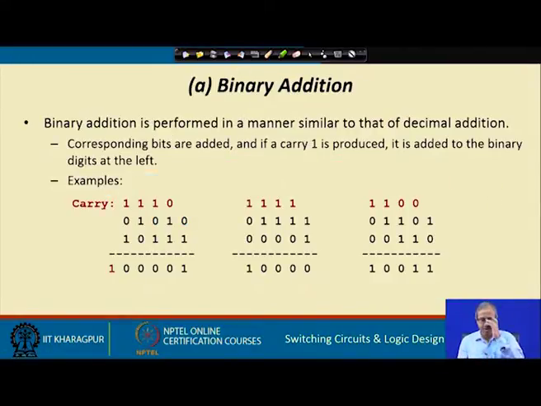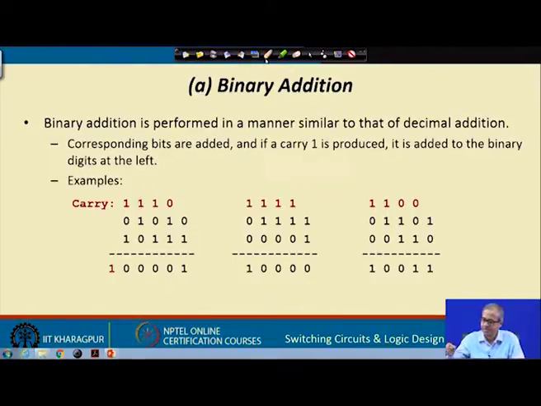Let us talk about binary addition first and let us work out some examples to explain the process. We are familiar with decimal addition. When you add two decimal numbers, let us say 26 and 37, what do we do? We add 6 and 7, 13, 3 and 1 becomes a carry. Then we add 3 plus 2 plus 1, 6 and no carry. This will be our result.